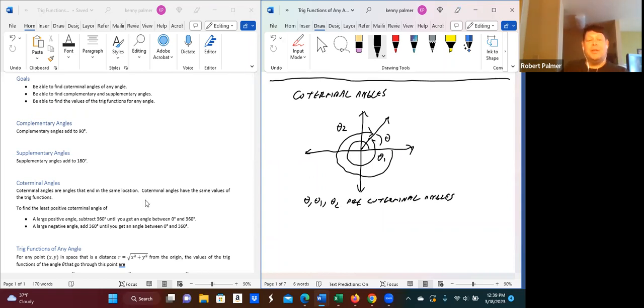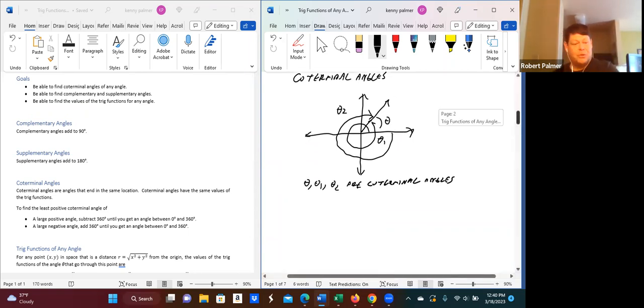What's important about that then is they all have the same values of the trig functions: sine, cosine, tangent, and their reciprocals all have the same values. As long as you end in the same spot, you have the same values for trig functions. Now let's actually practice finding coterminal angles. To find any coterminal angle, you just add or subtract 360 degrees. So let's pick an angle.